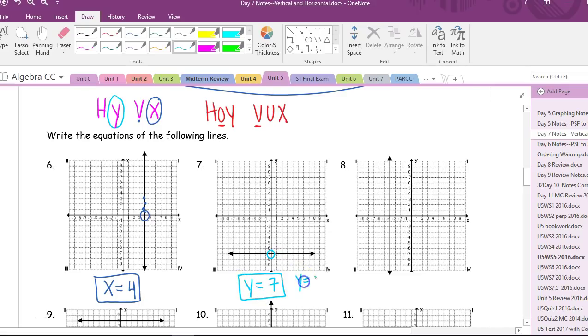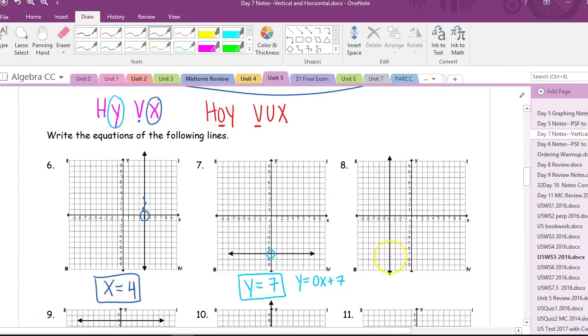If you want to say 0x plus 7, because your slope is 0, that's fine. Or this. Okay, please note though, for vertical lines, this is the only way you can write the line. This isn't slope-intercept form since it's x equals. Vertical lines are their own thing. So this is the only way you can write a vertical line's equation. All right, let's try the next one.